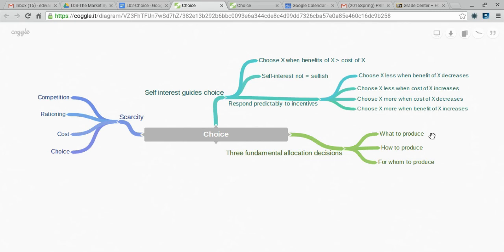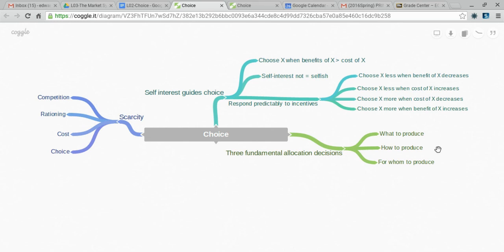Out of all the goods and services that we could produce, which of those will we produce, and how many of each of those? Are we going to produce any buggy whips? If so, how many? Are we going to make any typewriters? If so, how many? Are we going to make any computer games? If so, how many? All of those questions involve or entail answers to the what to produce question.